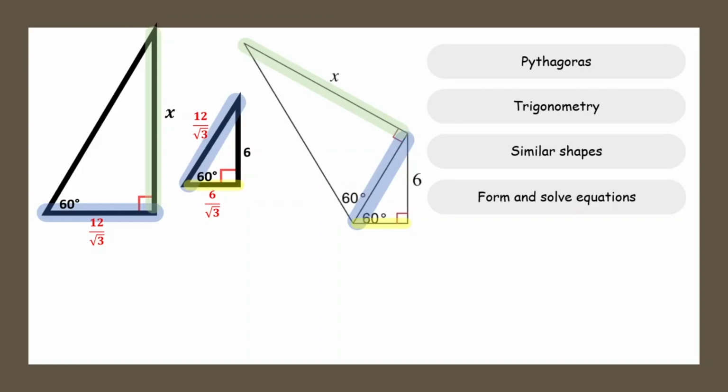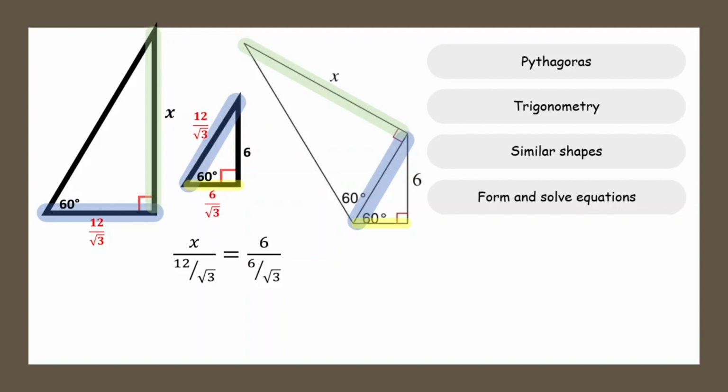Because the lengths of similar triangles are proportional, a fraction constructed of corresponding lengths would match for both of these triangles. I'm going to do the vertical over the horizontal. So x divided by 12 over root 3 equals, and must be exactly equal to, 6 divided by 6 over root 3.